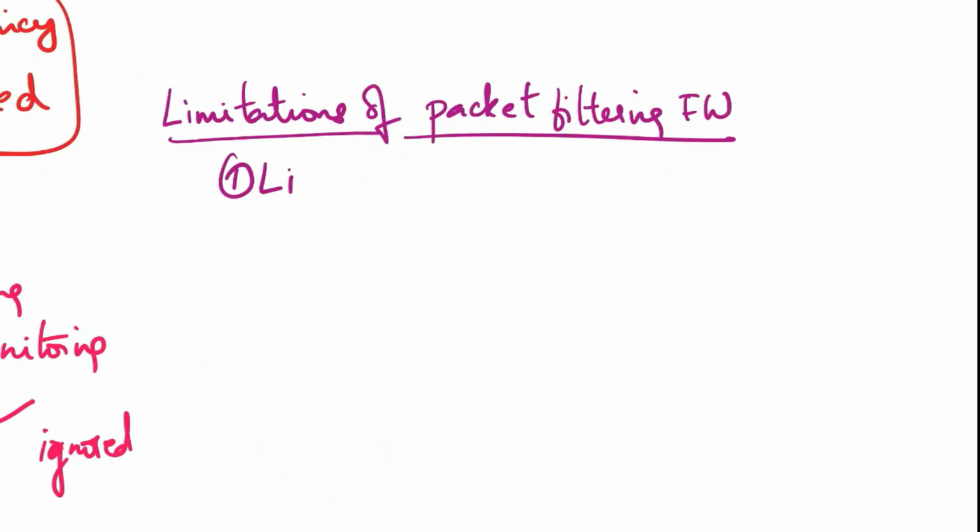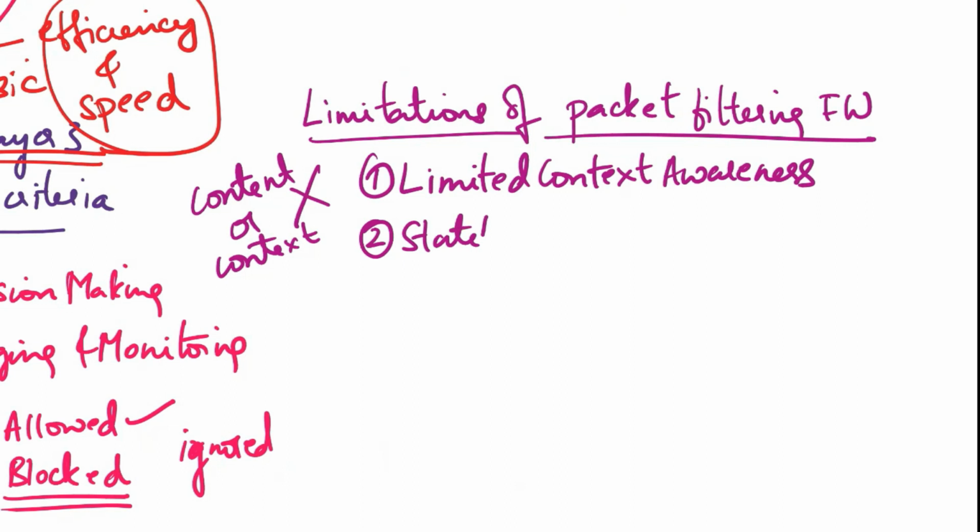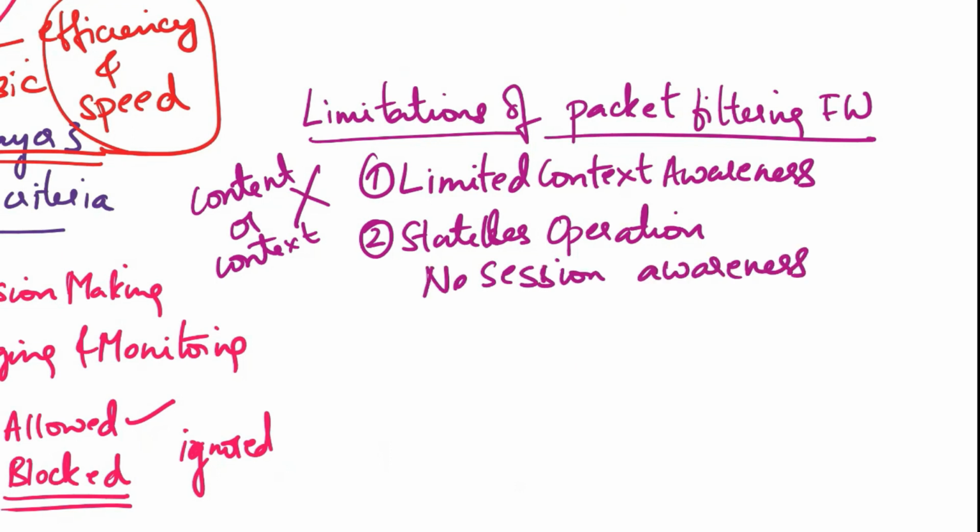The first disadvantage is limited context awareness. Packet filtering firewalls do not have the ability to understand the content or context of the data being transmitted, okay? They make decisions solely based on the header of the packet. The next disadvantage is stateless operation. They operate in a stateless manner. That means they do not maintain information about the state of network connections. So they do not have session awareness. This can make them less suitable for handling complex protocols or applications that require session awareness.